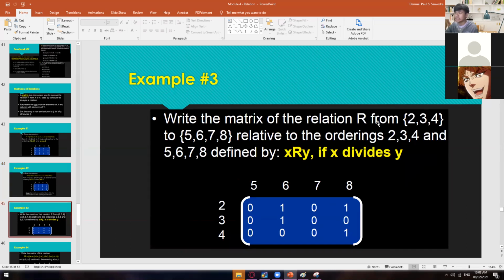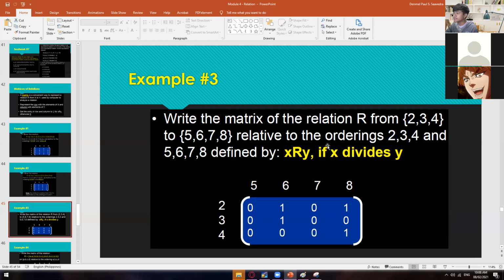So write the matrix of the relation R from 2, 3, 4 to 5, 6, 7, 8. Okay, so relative to the orderings 2, 3, 4, and then 5, 6, 7, 8. So yeah, we don't have a problem when it comes to orderings, which is the same. But then you have to follow this condition for us to come up with a certain list of relations, wherein X is related to Y if X divides Y. Again, this X divides Y is Y divided by X, wherein I will have a zero remainder or we'll have a result of an even number.